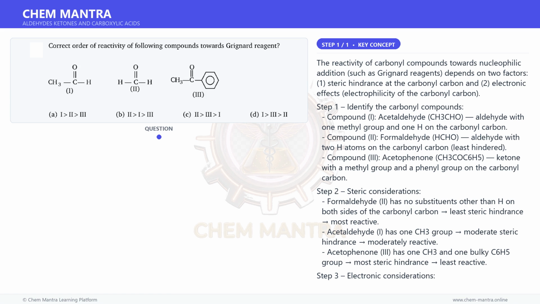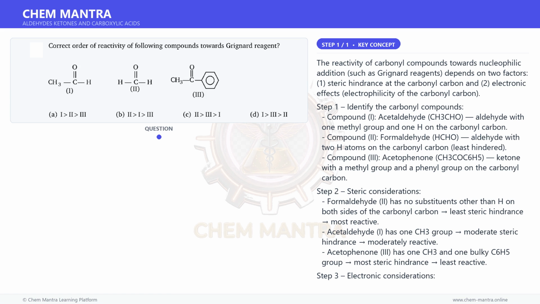Formaldehyde has no electron-donating groups, making its carbonyl carbon the most electrophilic. Acetaldehyde has 1 electron-donating methyl group, making it less electrophilic than formaldehyde but more than acetophenone.